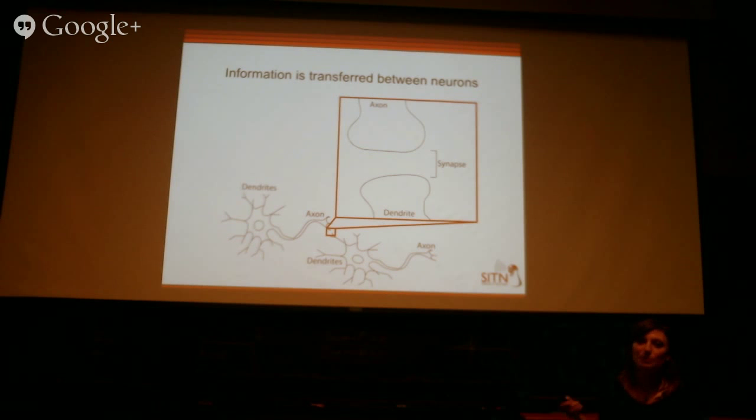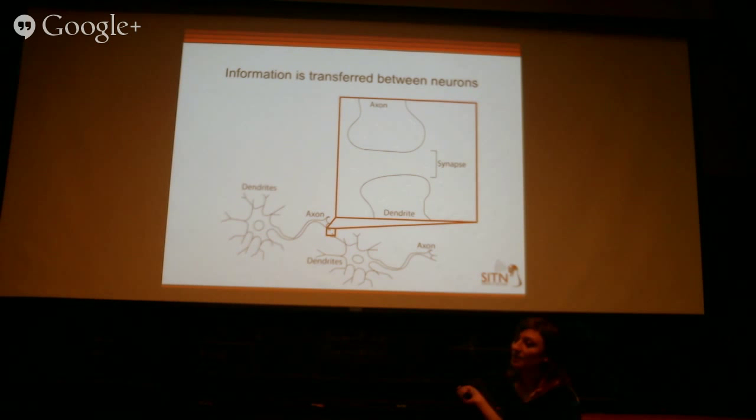I keep using the word connected. They're connected to each other, but they're actually not. They don't even touch. This is the tip of the axon of the upstream cell, and here's the end of the dendrite of the downstream cell, and there's this gap between the two. This gap is called the synapse.